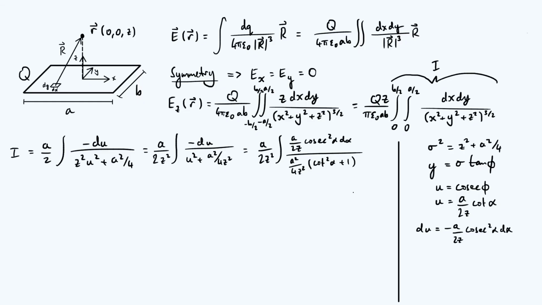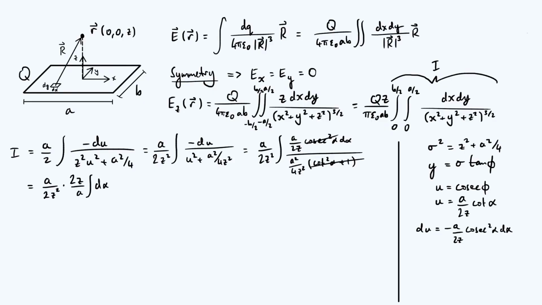And then we use another trig identity. 1 plus cot squared is cosec squared. So that cancels with that. And then you're basically just integrating a constant. You've got a over 2z squared. Then your integrand is just a over 2z divided by a squared over 4z squared. And that simplifies, I believe, to just 2z over a. So 2z over a, and then you've just got the integral d alpha.